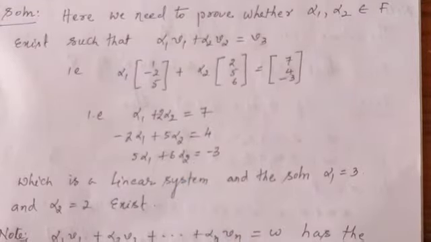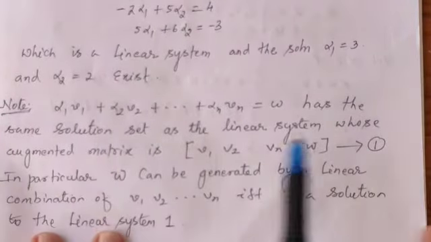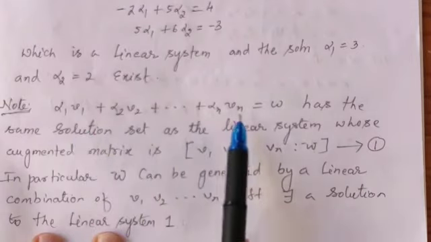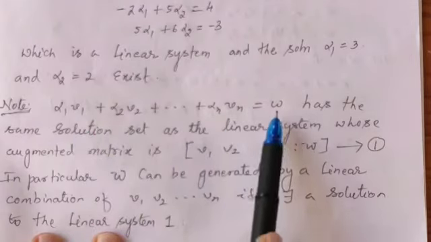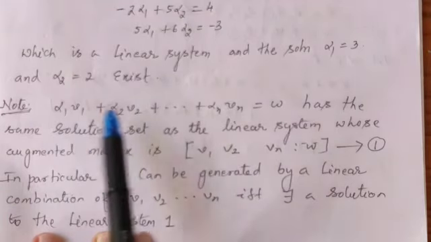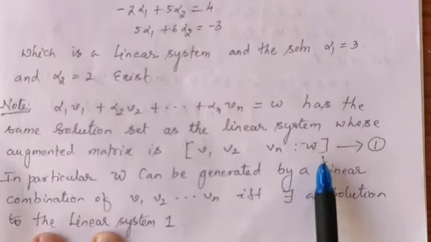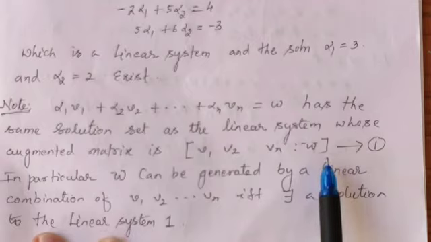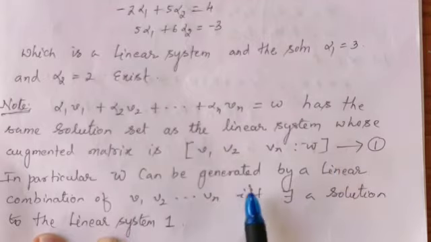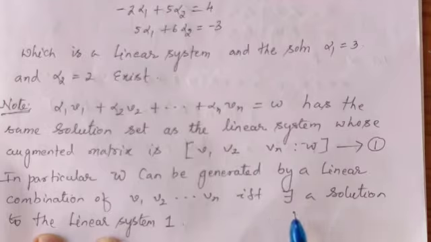So accordingly, I have a note here. That note says that if alpha 1 V1 plus alpha 2 V2 etc. alpha n Vn is equal to W, that means W is a linear combination of V1, V2 etc. Vn if the solution of this system exists. That means if you reduce the augmented matrix to the echelon form, you can find the solution. So W can be generated by a linear combination of V1, V2 etc. Vn if and only if there is a solution to the linear system.